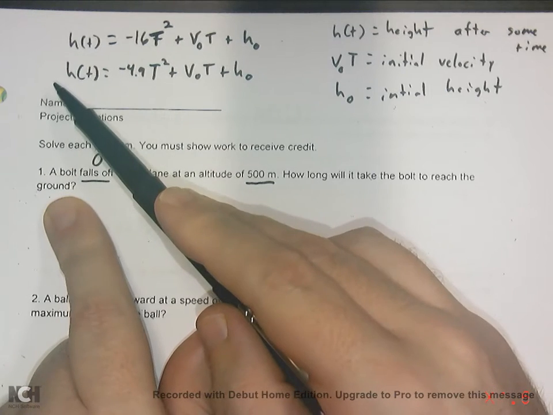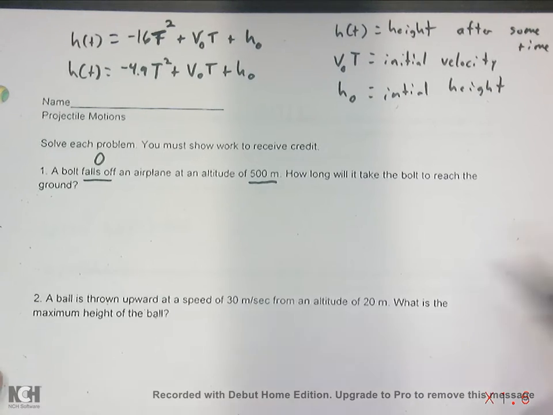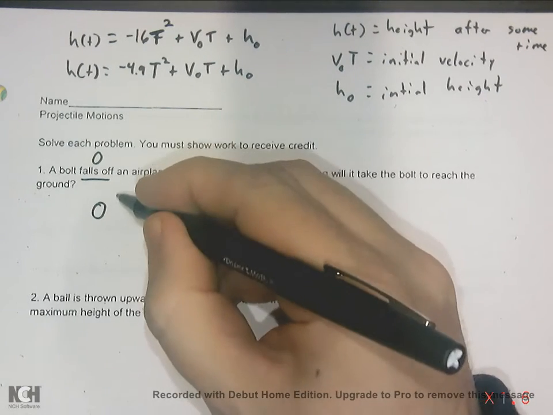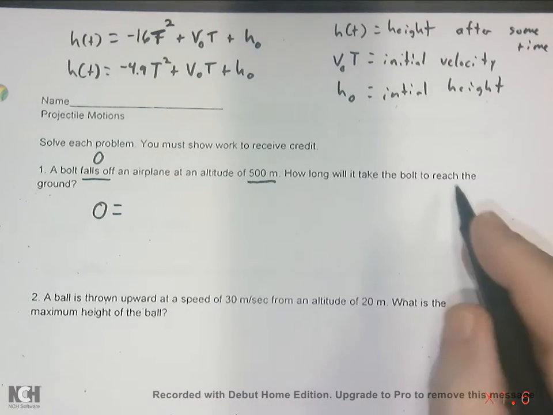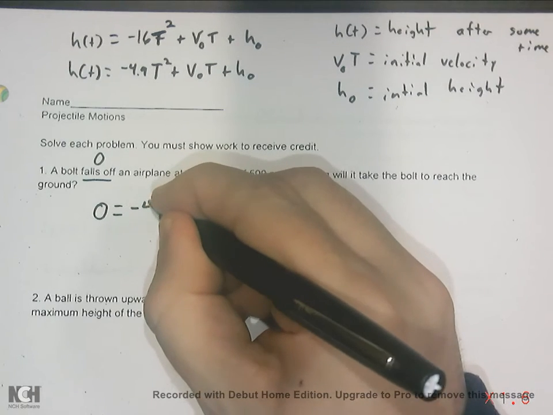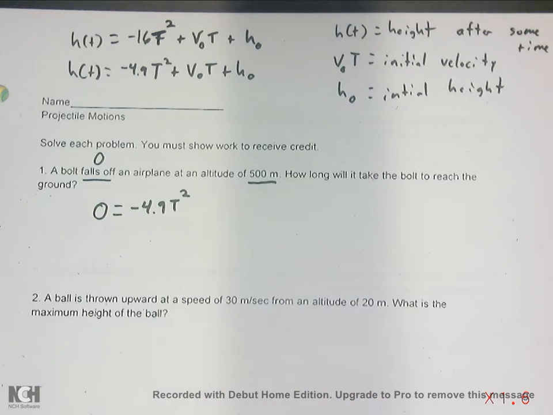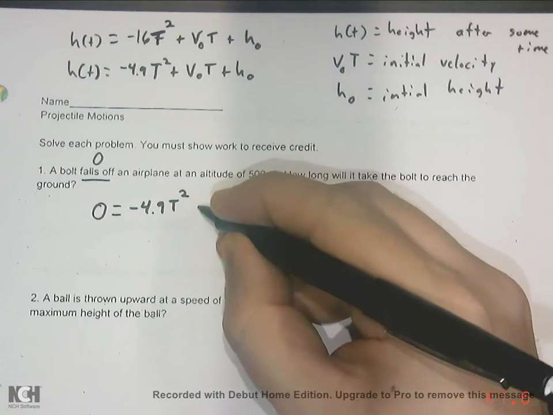The height at the ground would have to be 0, right? So to set this problem up, I'm going to have 0, because that's the height of the ground. We're at 0 meters if we're on the ground, is equal to, and what I'm trying to solve for is the time, right? So I'm solving for a time here. So I don't know the t, so it's going to be negative 4.9 times t to the second power. And then my initial velocity. My initial velocity is 0, so plus 0 times t.